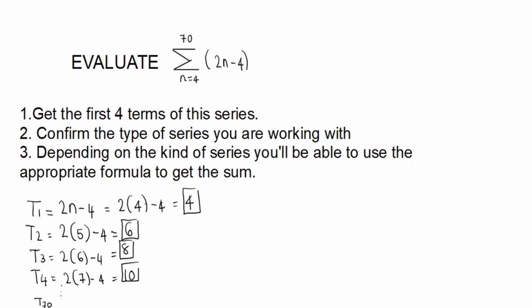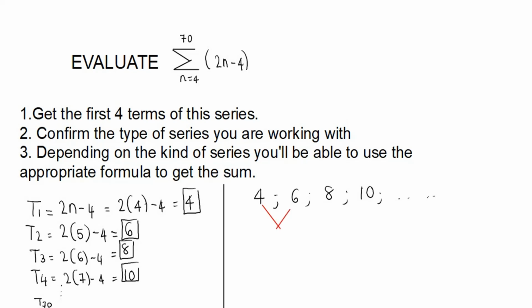So I'm going to write that here, okay? We said the first term is 4. The second term is 6. Third is 8. And the fourth is 10. And it goes on and on like that, right? So we need to confirm if it's an arithmetic series or if it's a geometric series. So here we can already see that this is actually an arithmetic series.